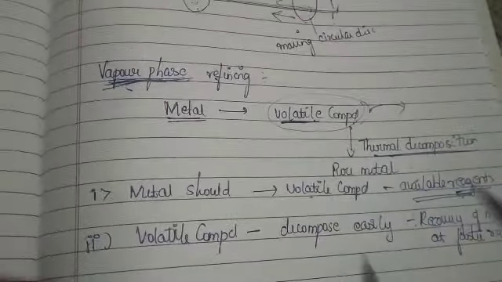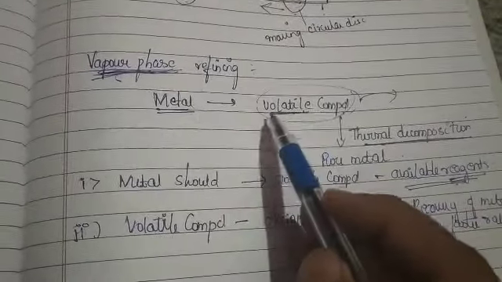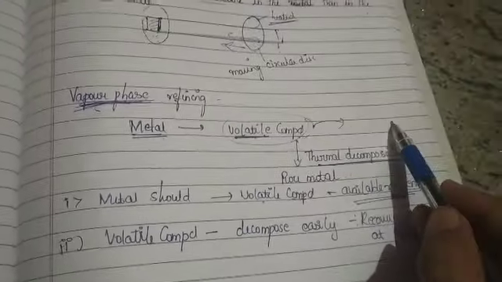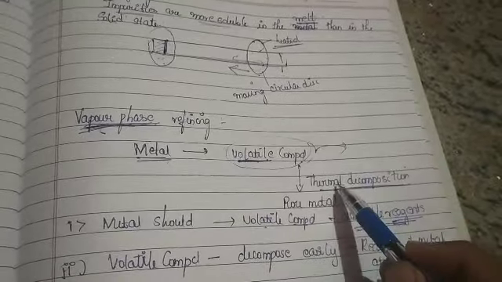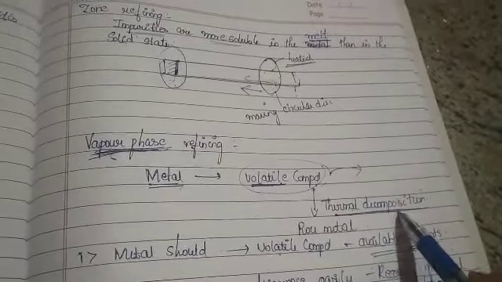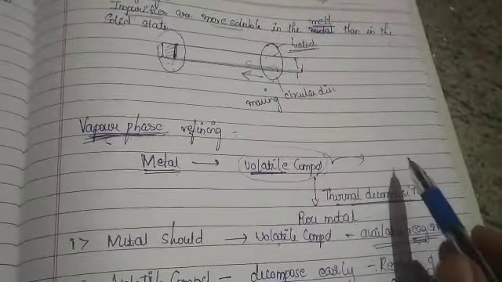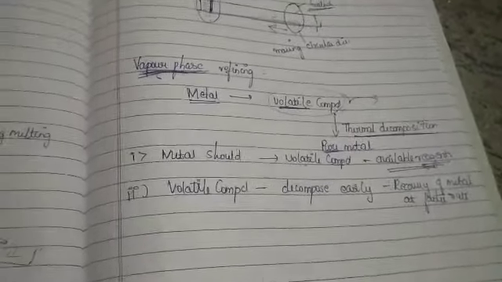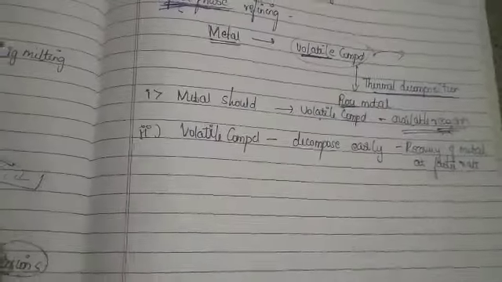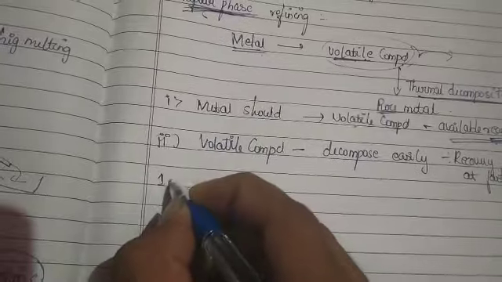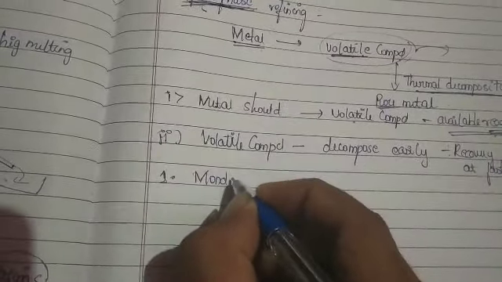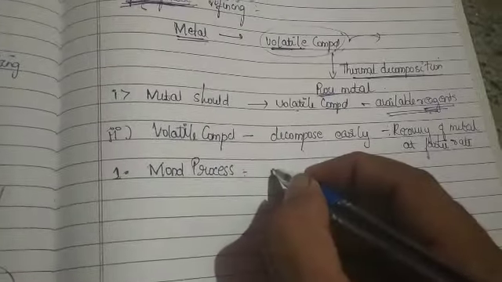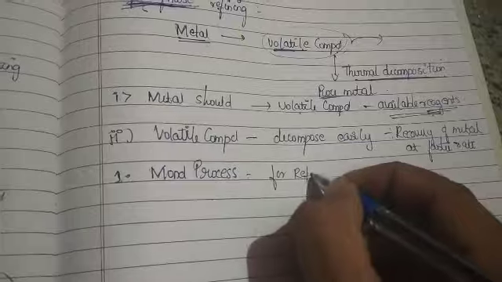So what you are doing here is, first we convert your metal to a volatile compound, and that volatile compound is collected in another chamber. Then in that chamber we heat it, because we are carrying out decomposition at a very high temperature. Once it decomposes, you will be getting your pure metal. In this technique we have two most important types. The first one is called the Mond process. It is mainly used for refining of nickel.